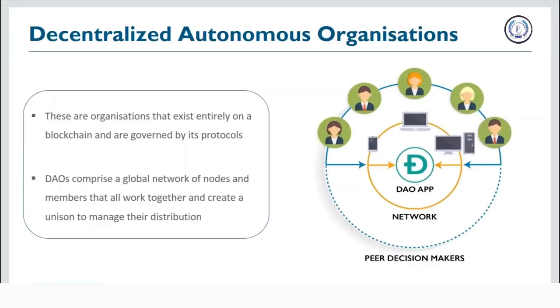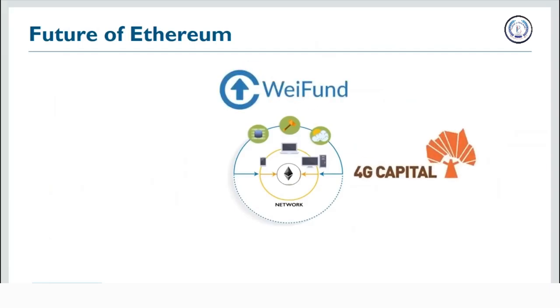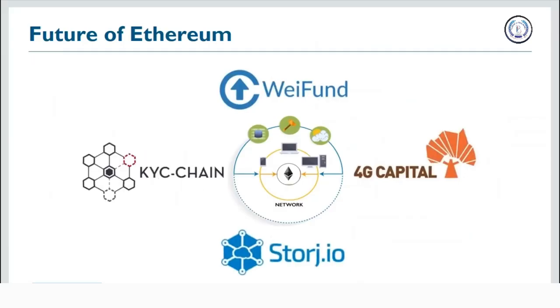A number of possibly disruptive dApps have already appeared in the market and are continuously being deployed on the Ethereum platform. A few of them being YFund, 4G Capital, Storj.io, and the KYC chain. Now these are a few of the most famous dApps and DAOs that are in the market currently.